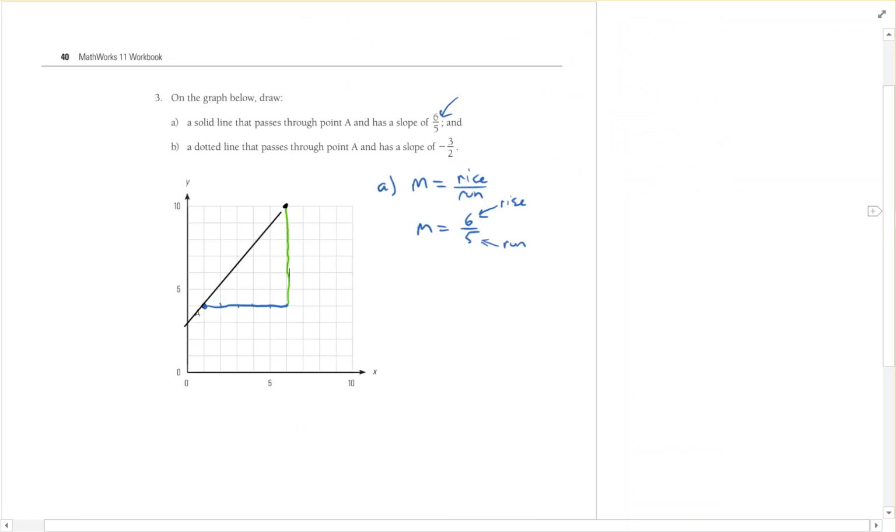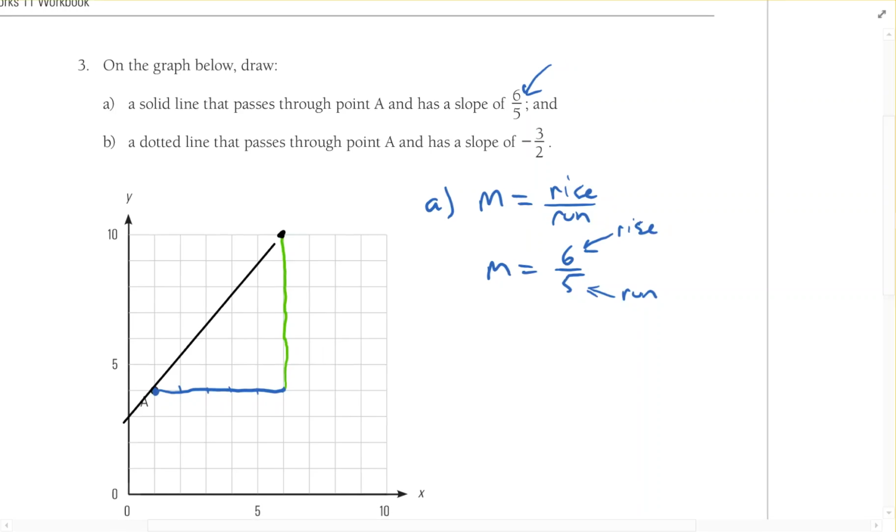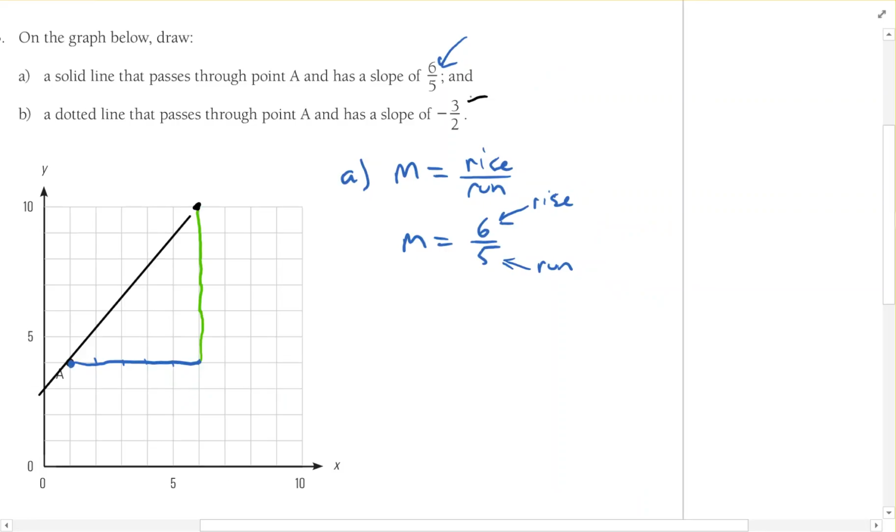Oh, I forgot I had another question on there. It says a dotted line that passes through point A that has a slope of negative 3 over 2. So remember, the 3, that's the rise. The 2, that's the run. And it's negative, so it's going down. So it just means it's going to be going down 3 and over 2. So hopefully you kind of see that.